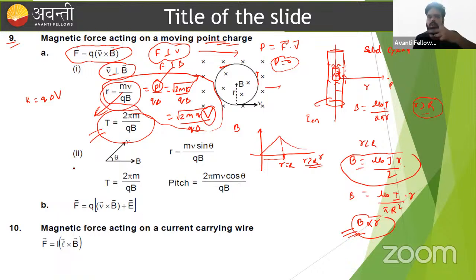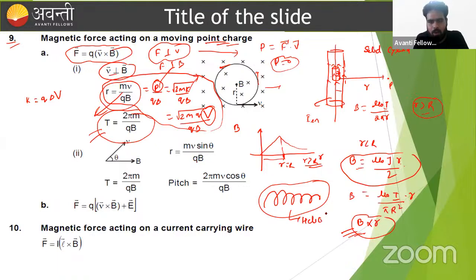The second case, whenever velocity and magnetic field make some angle, yes or no? If the angle is 0, then straight line path. If the angle is 90, then circular path. If it makes some angle, then it will also move in the forward direction and also move in a circular path. Such a type of path is known as the helical path, beta. Yes, I hope this is clear. Very good, Rajesh. This is the path performed by a charged particle, helical or helix, like a spring coil.